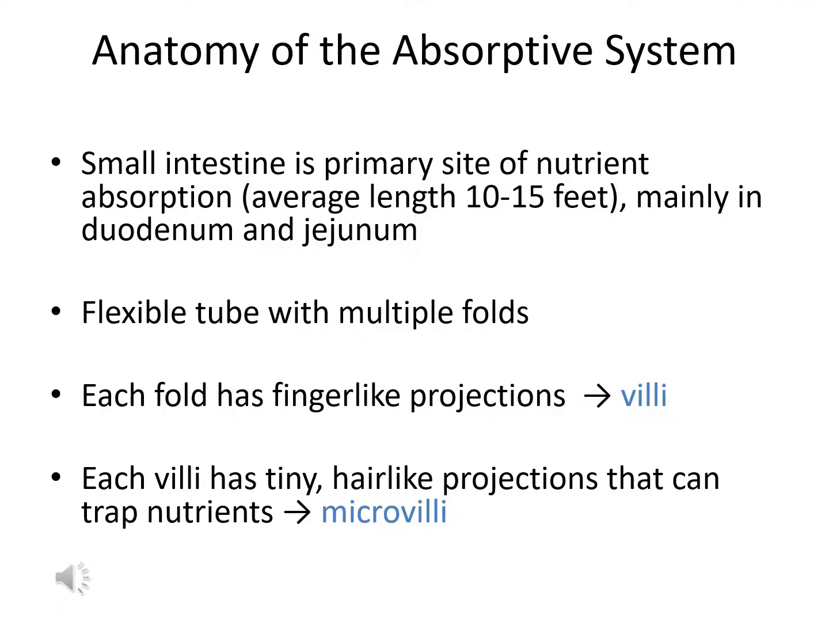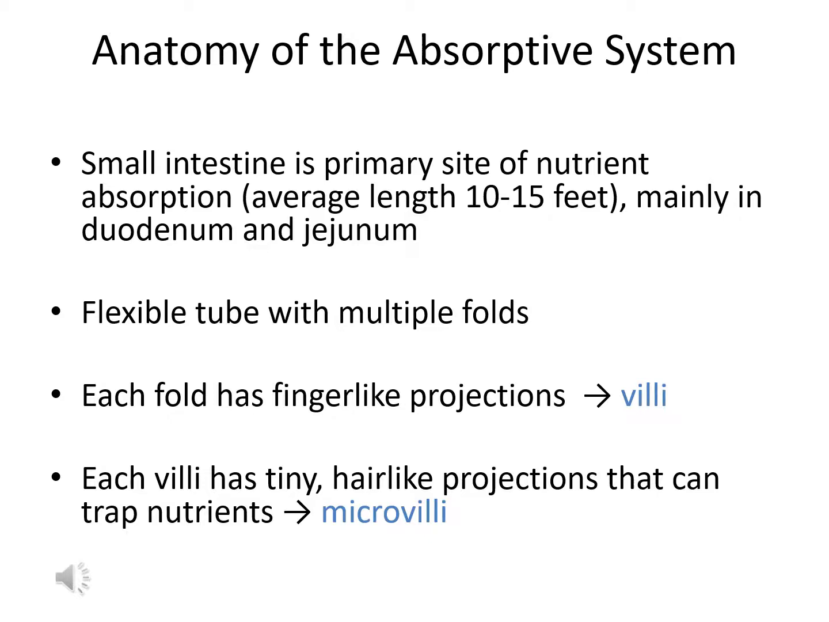What truly is the reason why our nutrients are being absorbed in this area? So the small intestine is the primary site of nutrient absorption, with the majority taking place in the upper 2/3, which are the duodenum as well as the jejunum. The average length of the small intestine is about 10 to 15 feet.